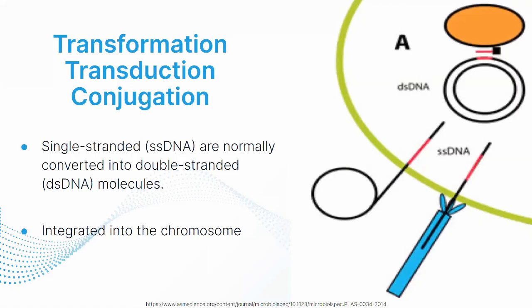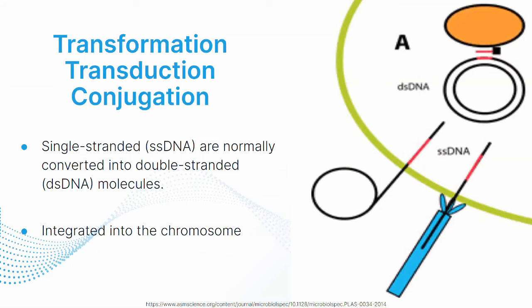Through the mechanisms of natural transformation, transduction, and conjugation, the plasmids enter the bacterial cell, and once they enter, single-stranded DNA is normally converted into double-stranded DNA molecules, which are then integrated into the chromosome or sustained as plasmid. If a protospacer crRNA sequence complements a new double-stranded DNA molecule, the CRISPR-Cas machinery will cleave it in a specific sequence.